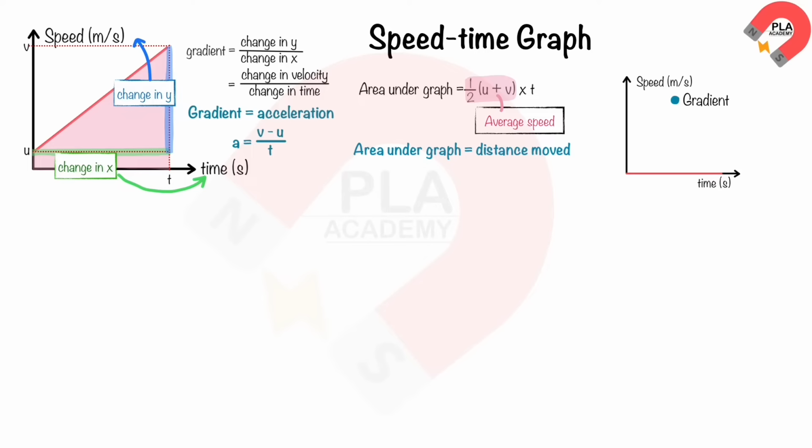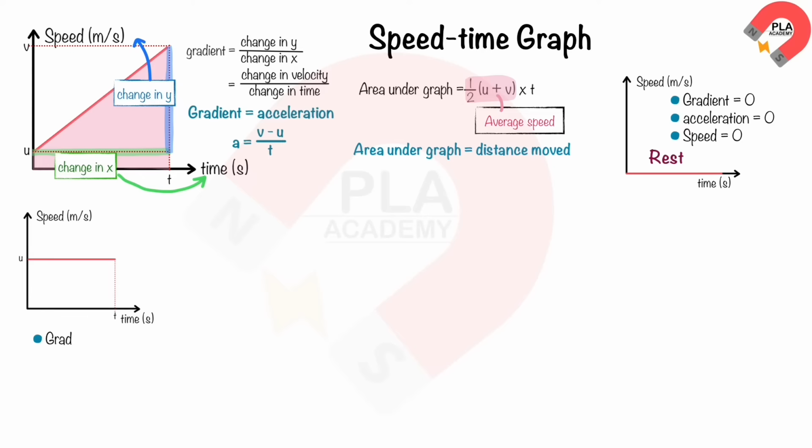A horizontal line graph at the x-axis with zero gradient indicates the acceleration is 0 and the speed is 0, so the object is at rest. A horizontal line graph with zero gradient indicates the acceleration is 0 and the object is moving at constant speed of u. Since the distance moved is the area under graph, which is u times t.